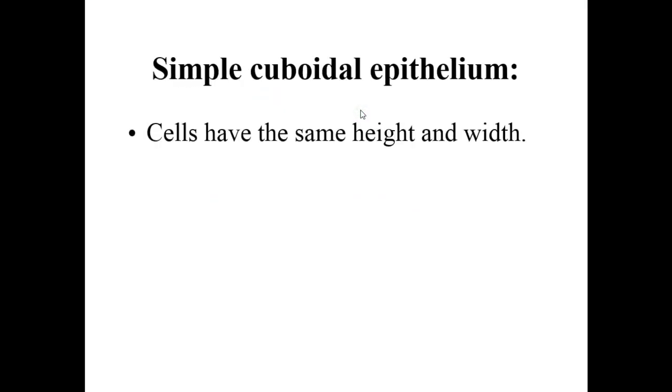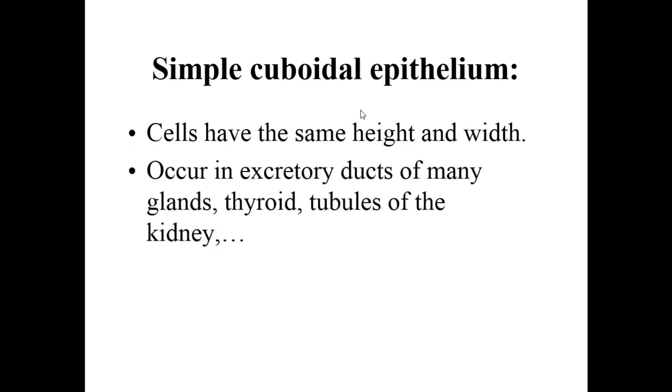Another important type is simple cuboidal epithelium. Here the cells have the same height and the same width, so they look like a cube. Simple cuboidal means that the cell has a bigger surface and contains a lot of organelles. It is suitable for active functions. This epithelium is typically suitable for secretory function. It can occur in the ducts of many glands, the thyroid, and the tubules of the kidney.